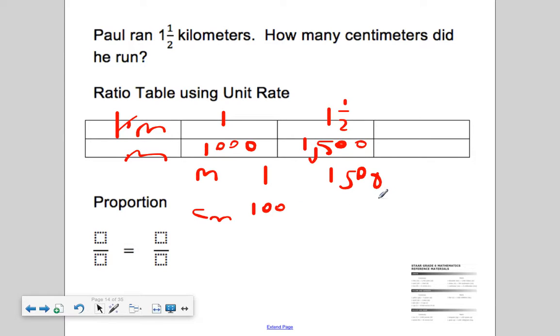Times 100. So I multiply by 100. 1,500 times 100: you add 2 zeros because you're multiplying by 100. The answer would be 150,000 centimeters. So 1.5 kilometers is equivalent to 150,000 centimeters. So this is the study of how to convert measurement units.